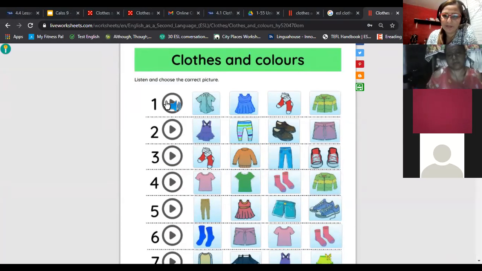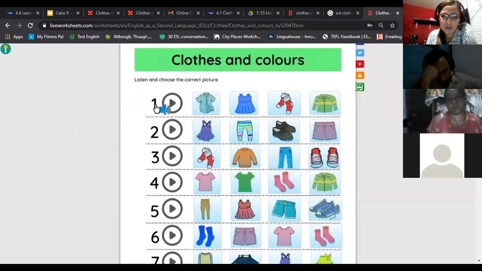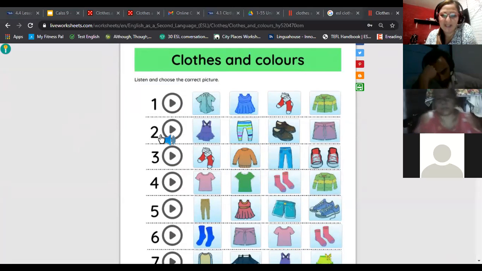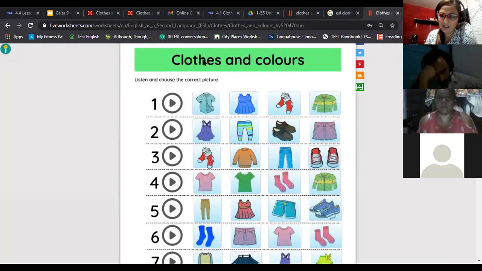Blue shirt. Again. Blue shirt. What did you listen? Dijo un color, será color en a clothes item. Okay, what did she say? Blue shirt. Luis, what did she say? She's saying blue shirt. Ajá, this one, right? Blue shirt.